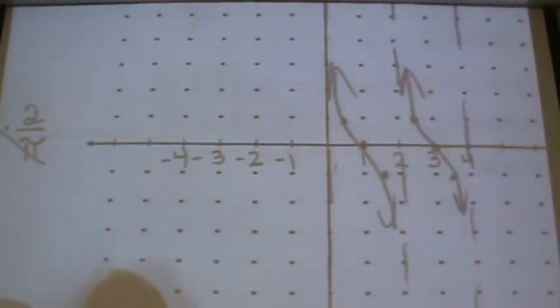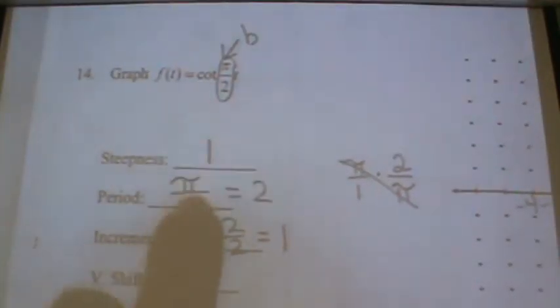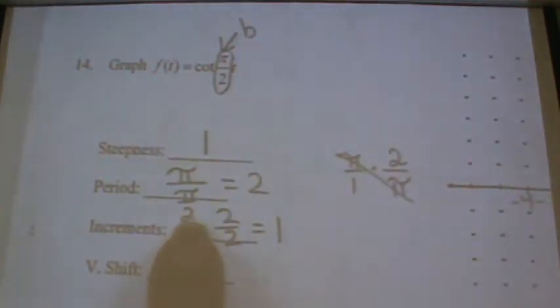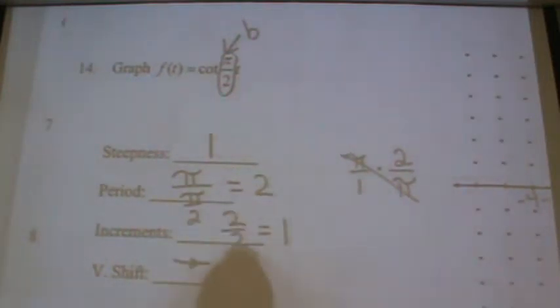Amanda, are you catching on? Can you go back? Yep. Right here, you want this? So for cotangent and tangent, your period is pi over b. That's your b value. Pi, so it's pi over 2, which is 2. Then you cut your increments in 2. So you're counting by 1s.